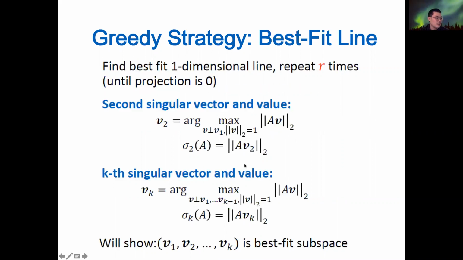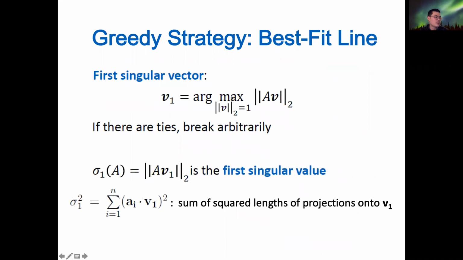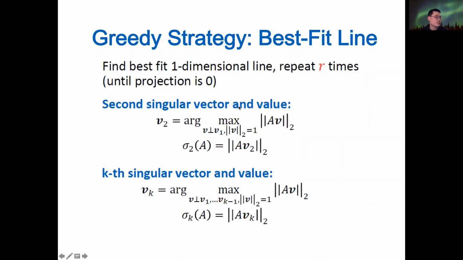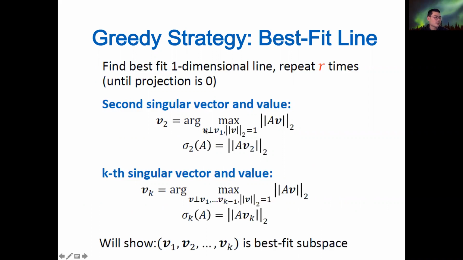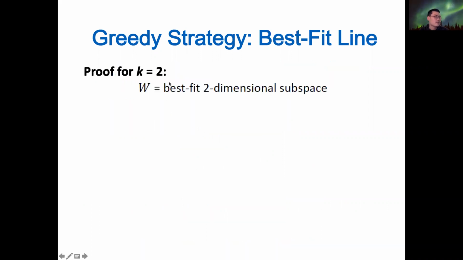So k is this k, right? So we already have V1, which is pretty clear, because V1 is always the best. But V2 has some restriction, right? It has to be orthogonal, but we want to show that with this orthogonal requirement, it's still the best, right?